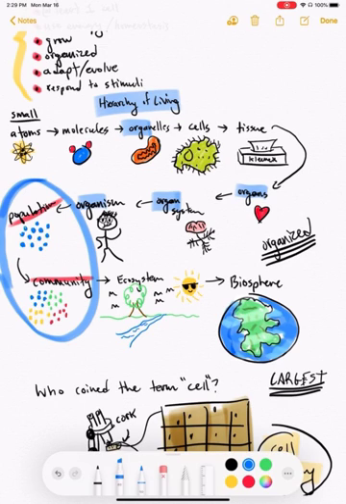It's the different communities with the environment, and then the biosphere, all the ecosystems together.